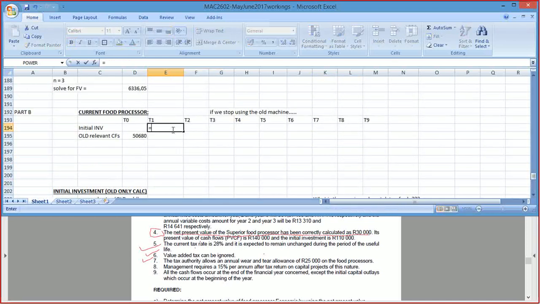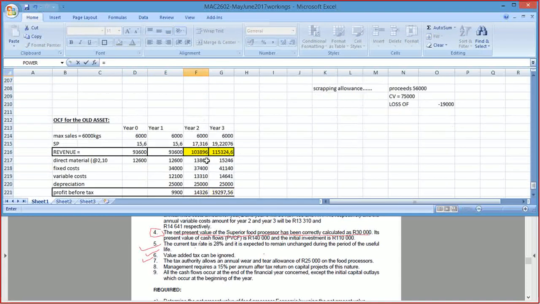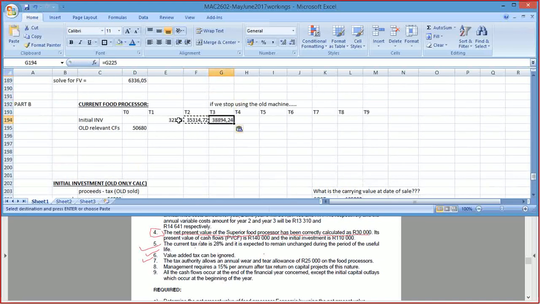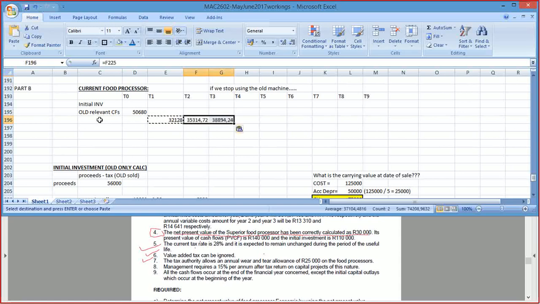So those figures are going to go up onto my timeline. Year 1, year 2, year 3. Let's move this down and do it again. Equals that. That's the OCF of the old. Right, got that? Yes, sir.